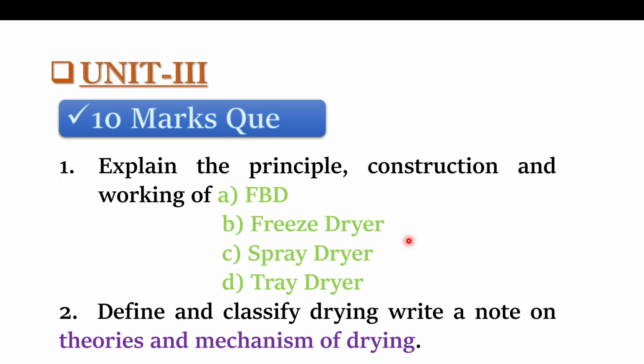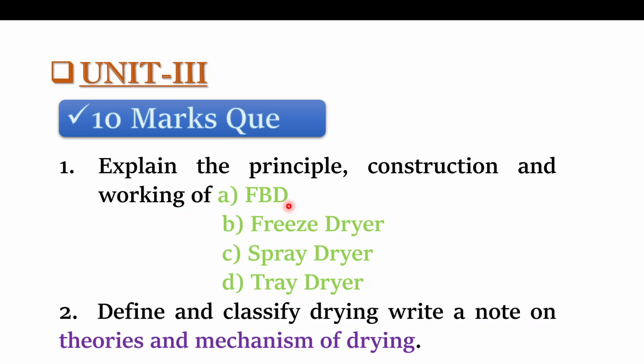In unit number three, some 10 mark questions are important, like Bernoulli's theorem, Reynolds number, and Fourier's law. In that, the first question is: explain the principle, construction, and working of the fluidized bed dryer. What is FBD? Fluidized bed dryer. Remember that the question asked is to explain the principle, construction, and working of FBD with their merits and demerits.